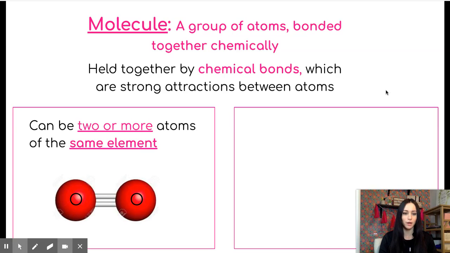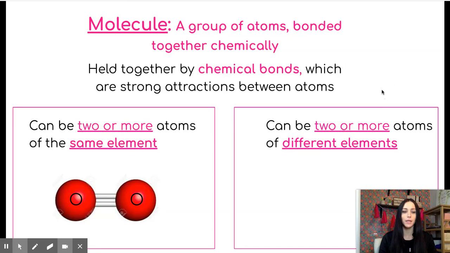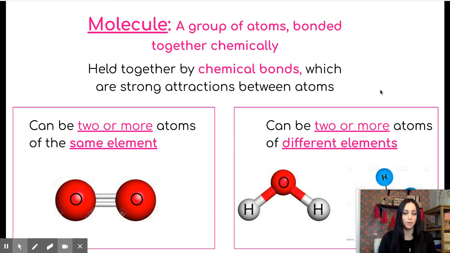A molecule can be made up of two or more atoms of the same element, like in this example here, O2, which is made up of two oxygen atoms bonded together. A molecule can also be made of two or more atoms of different elements. An example is water, which is made up of one oxygen and two hydrogen atoms. Another example is methane, which is made up of both carbon and hydrogen atoms.